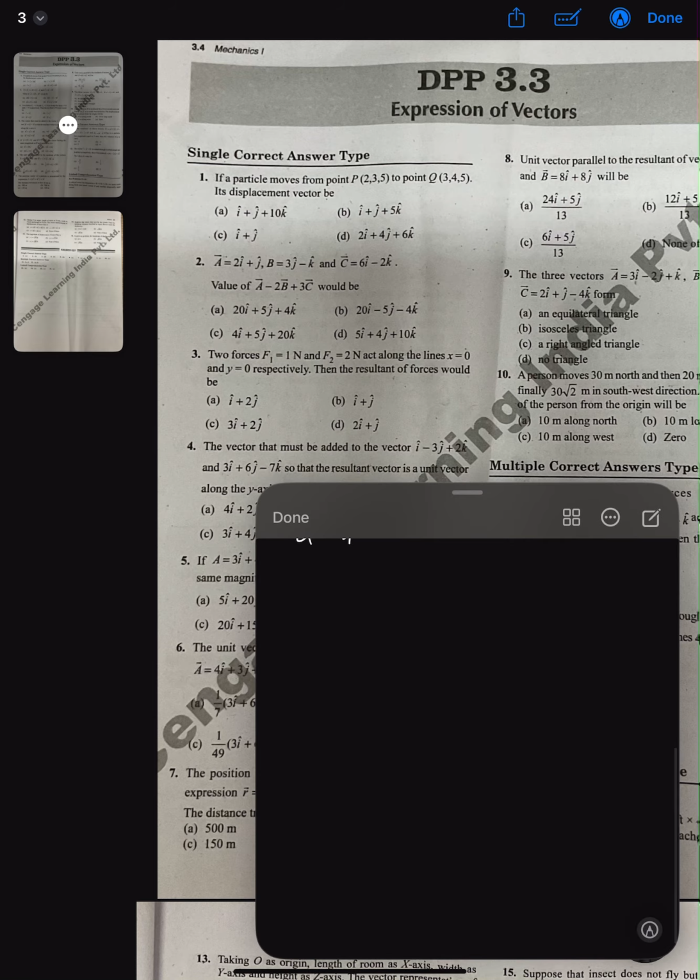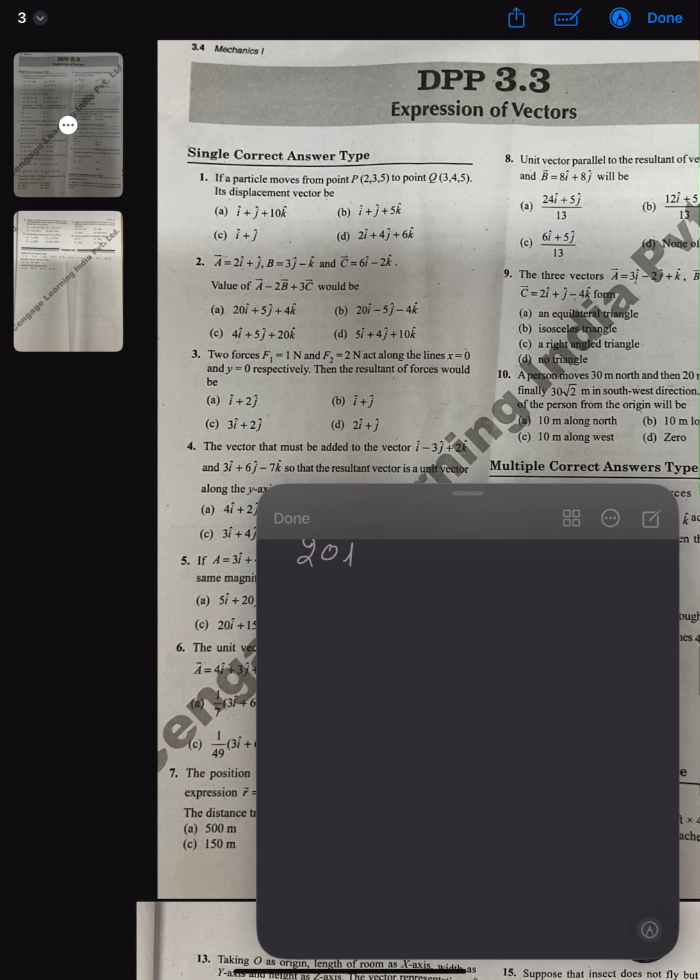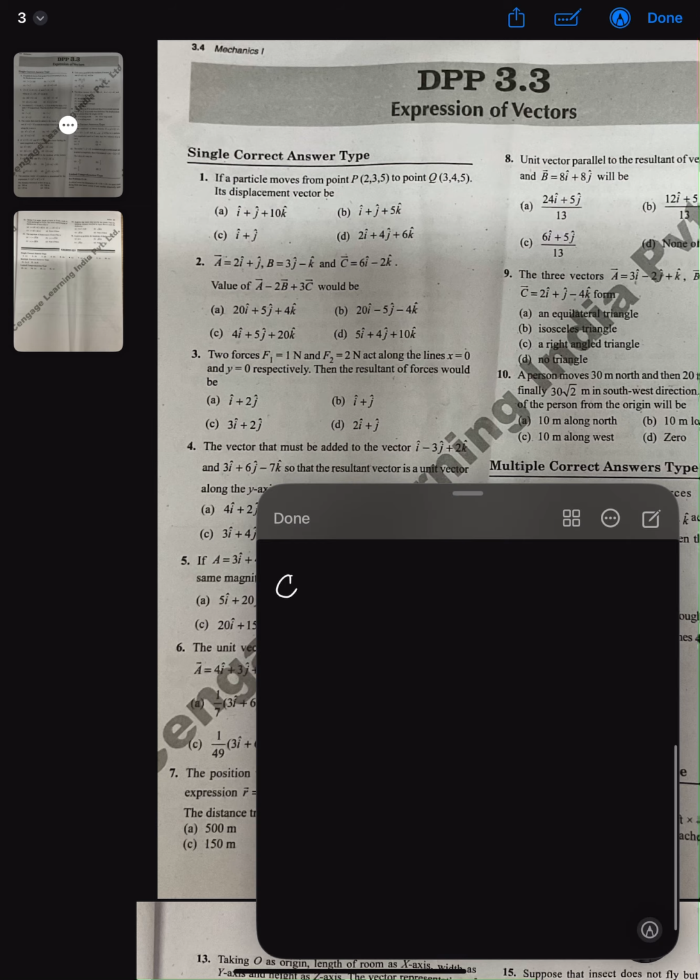The first question is, if a particle moves from point P to point Q, its displacement vector will be. So we already know displacement is what? Displacement is change in position, or you can say final position vector minus initial position vector. So displacement vector will be Q vector minus P vector. So Q is 3, 4, 5. Write it in i cap, j cap, k cap terms, and then subtract.